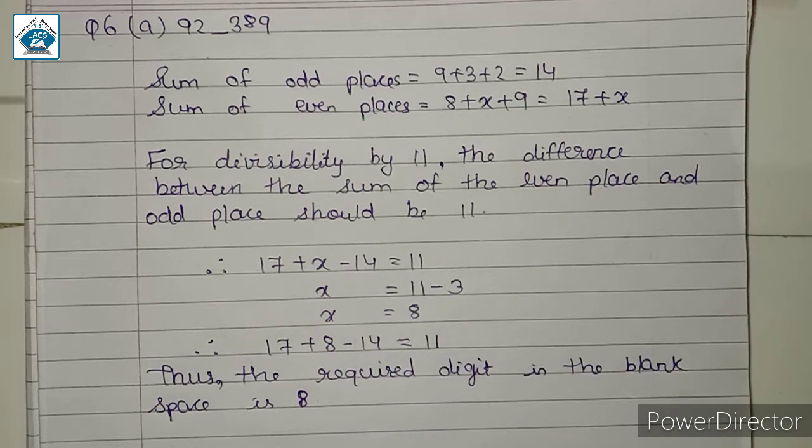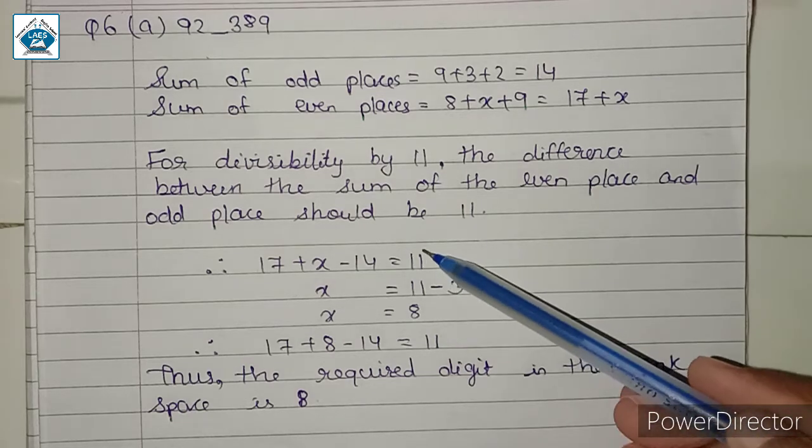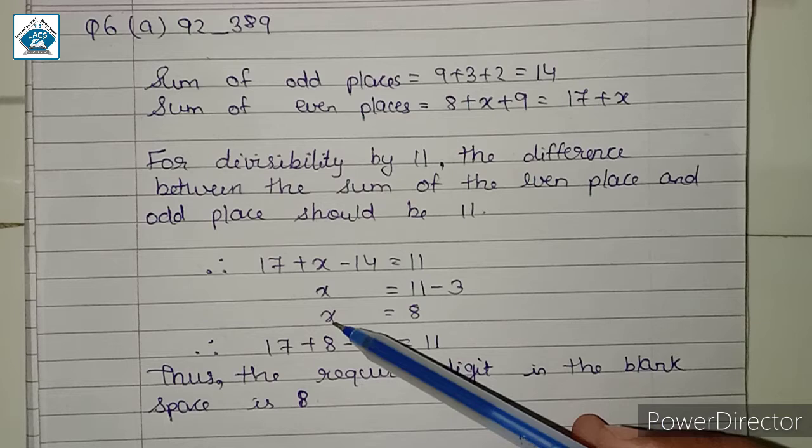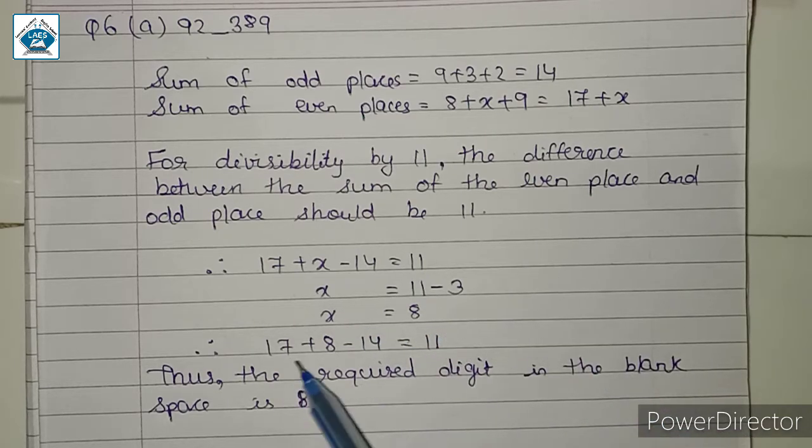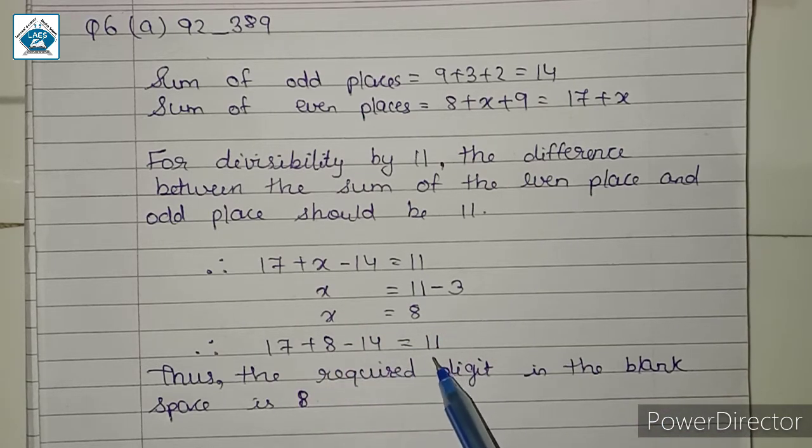Now the closest number to this difference is 11. ये जो difference मिल रहा है 3 plus x, उससे closest number जो 11 से divisible है, that is 11 itself. So we want the difference to be equal to 11. For that the value of x is equal to 8. That is 17 plus 8 minus 14 करेंगे तो हमें 11 मिल रहा है. तो blank space पे क्या होना चाहिए, it should be 8. Thus the required digit in the blank space is 8. Similarly for the next sub question, that is question number B, we have to find the solution in the same way. So you try that on your own and write the solution in this pattern in your notebook.